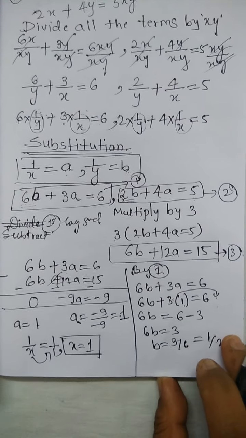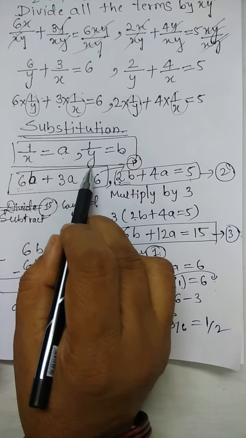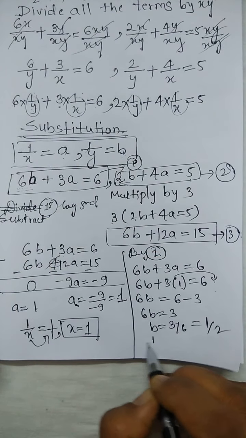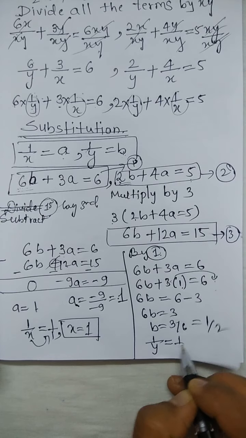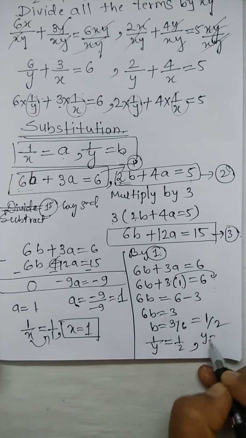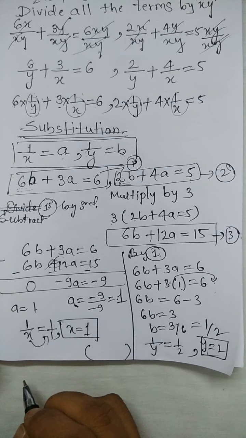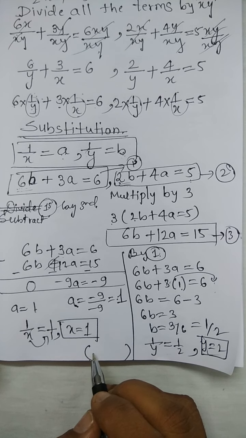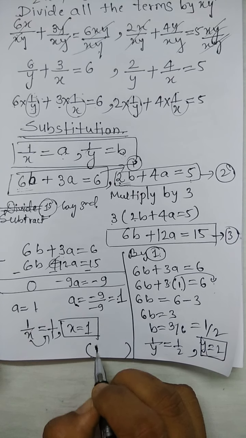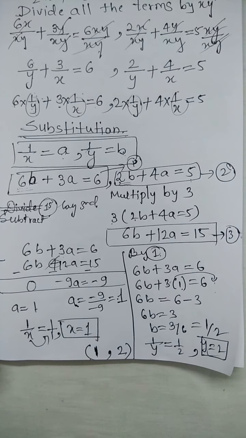But what is b? b is 1 by y from this substitution. So 1 by y is equal to 1 by 2. So y equals 2. So what are the points? x is 1 and y is 2. Like this we have to solve such type of problems.